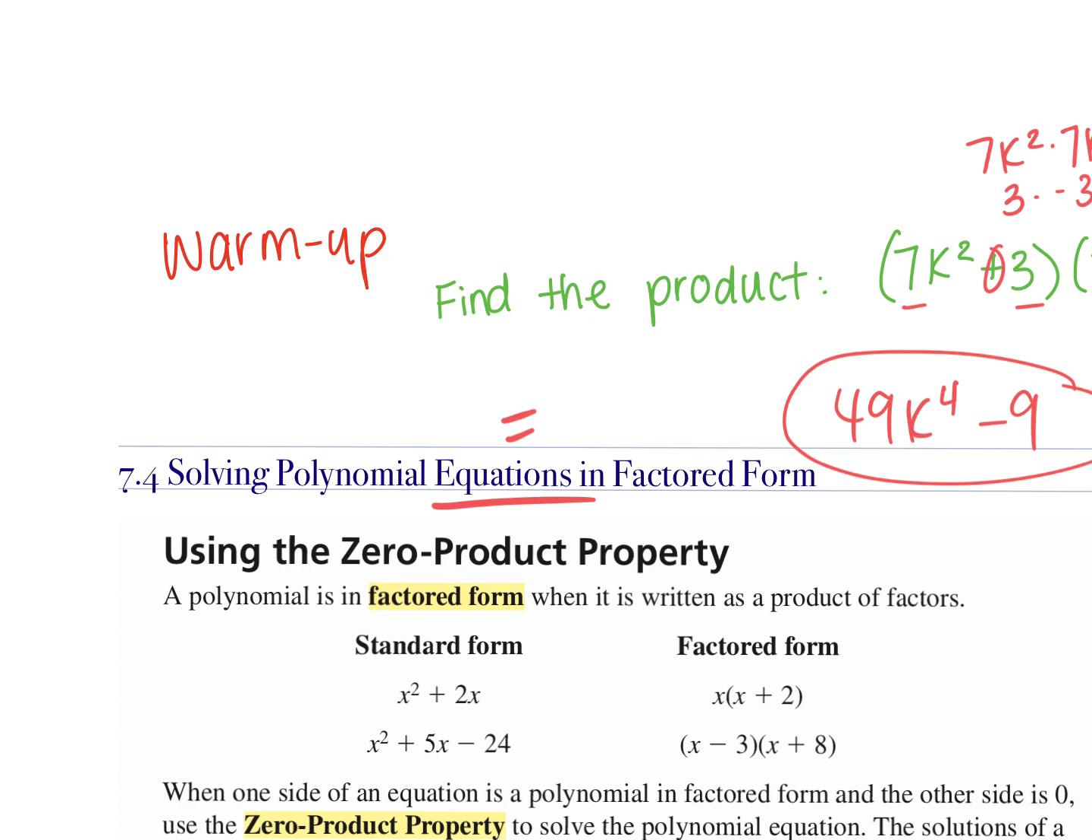Now, before I jump into this lesson, I would like to take questions from last night's homework. So let's jump back to that for a second. See how easy the first part of the lesson is.